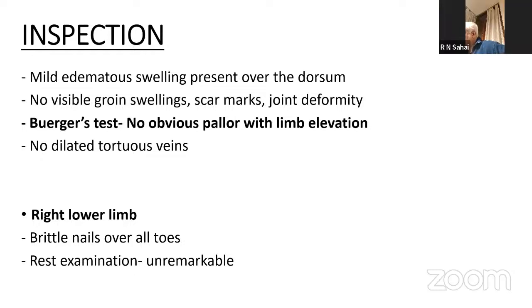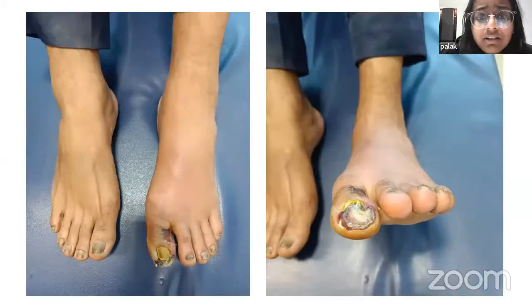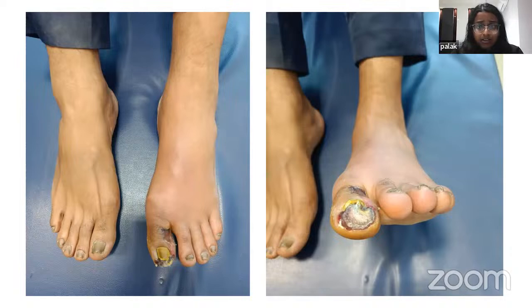Was there any smell? You said there's gangrene. Is there gangrene, dry gangrene? No, sir. Was the line of demarcation clear? No, sir, there was no clear line of demarcation present. Moreover, there was mild erythema and redness over the dorsum till the mid dorsum. It is visible. What does it signify?